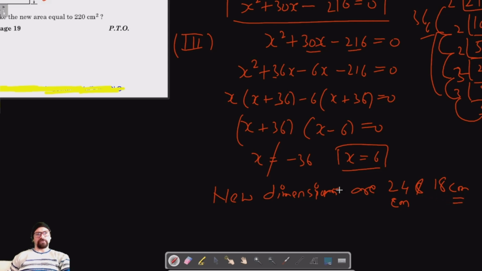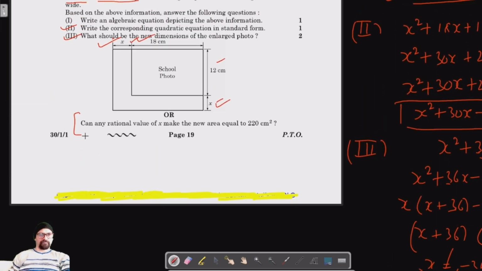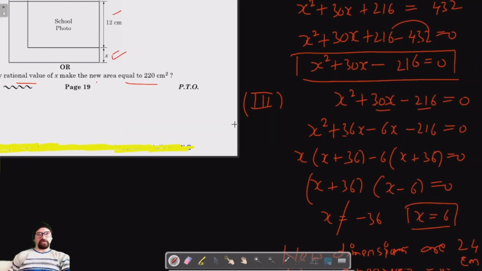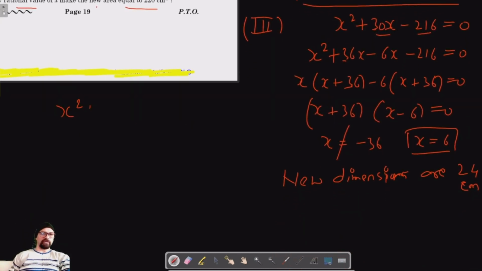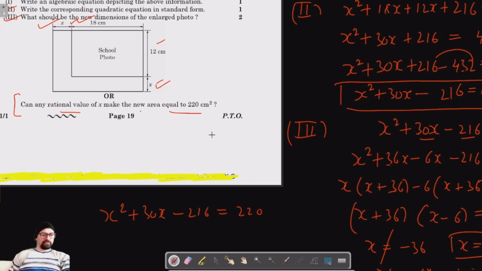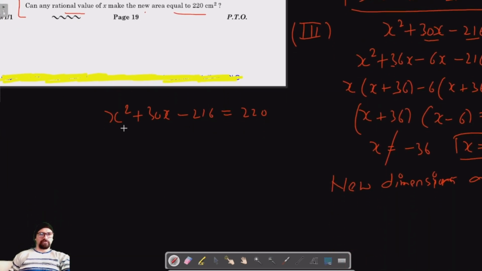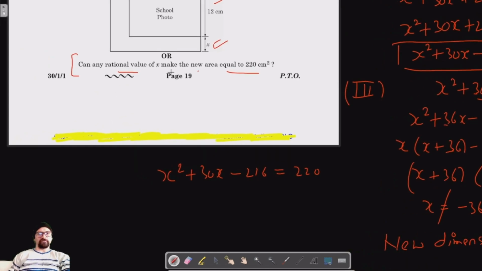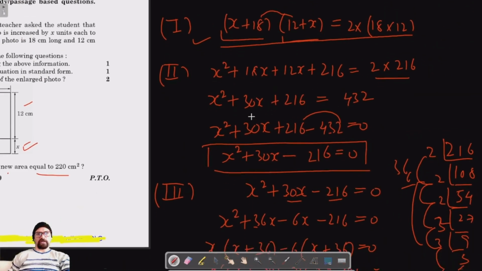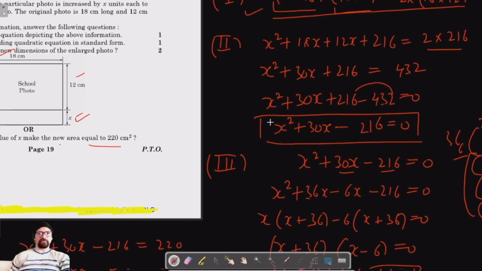and 18 centimeter. Okay, let's also try to solve the odd part. Can any rational value of x make the new area equal to 220? So it's saying that our new area was x squared plus 30x plus 216, and can it be 220? So can any rational value of x make the new area equal to 220?